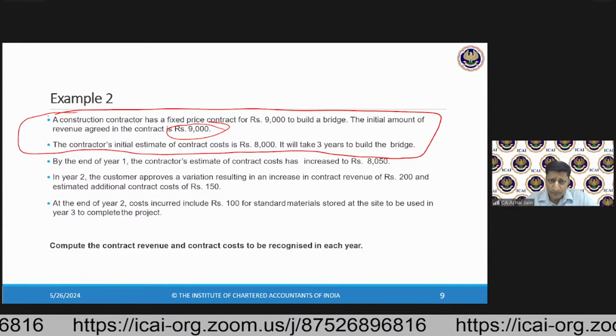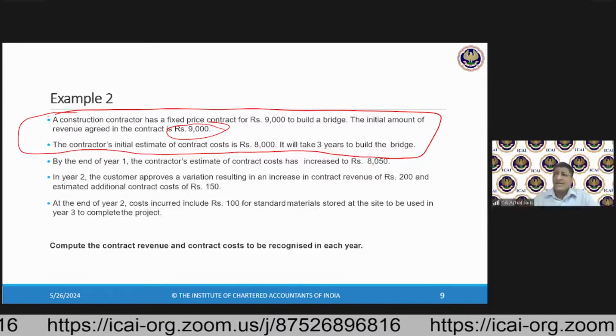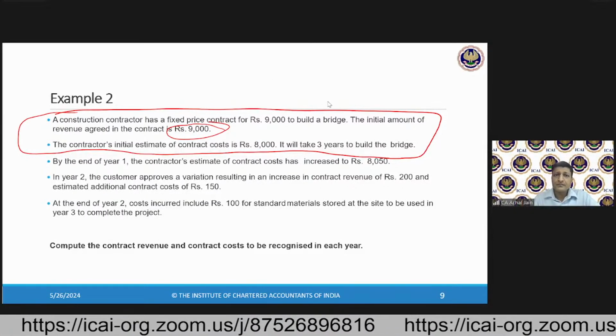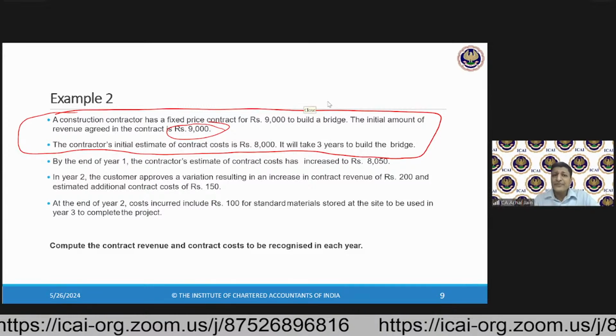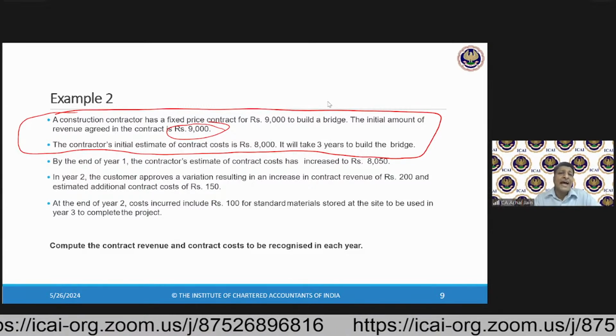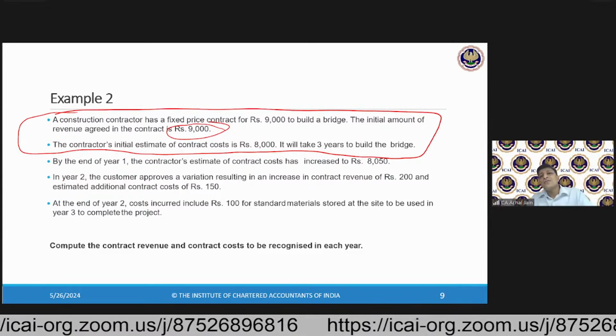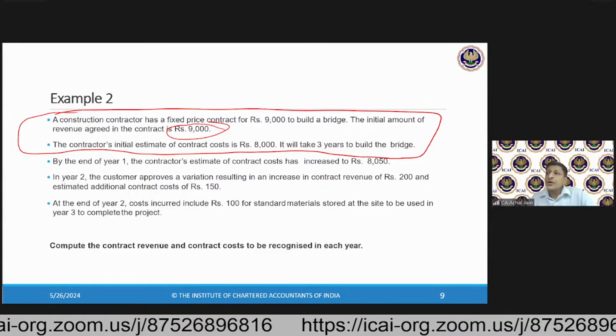Ritika is saying no. Venkatesh is saying no. Do you find any foreseeable loss? No. Why? Because the amount of revenue is higher than the contract cost.